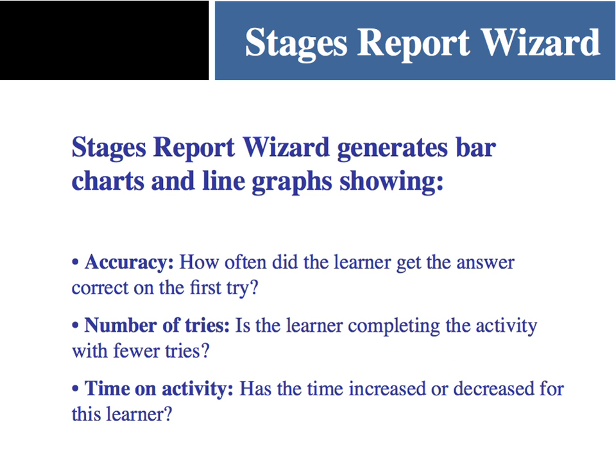Stages Report Wizard helps you generate three kinds of graphs. How accurate was the learner, and it only looks at learner performance on the very first try. That's what an assessment is all about. The number of tries is also something you can graph, and that one will allow you to know how the learner is doing working toward getting that right on the very first try. And you can also look at the learner's time on task. Is his time increasing or decreasing as he is struggling or accomplishing mastery in that skill area?